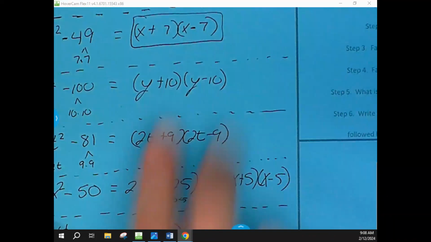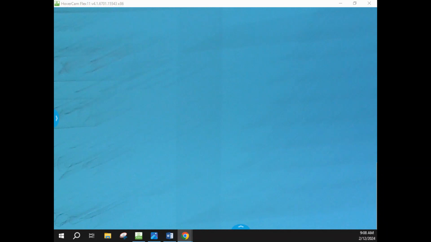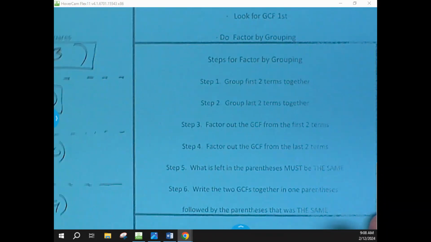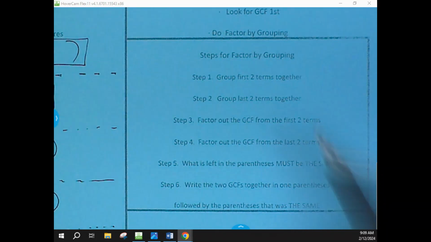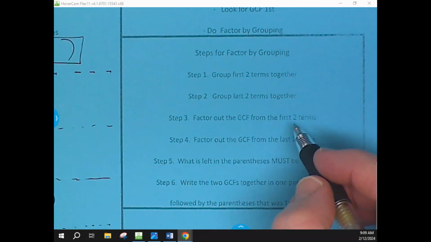Because what we're trying to do with this is get an answer that looks something like this, where we've got two sets of parentheses in our answers. Okay, so we're going to group the first two terms together with parentheses. We're going to group the last two terms together. And then one thing you can kind of put in here, I always forget to put this one. Let me go back and fix this.